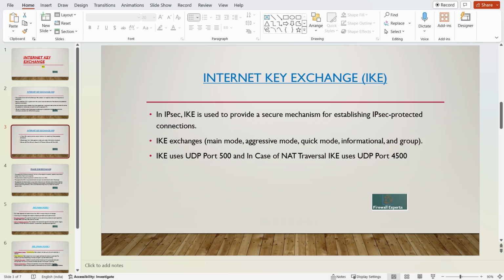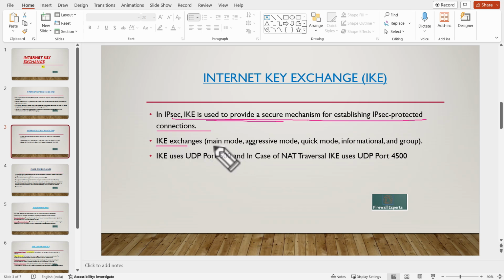So let's understand more about IPsec. IKE is used to provide a secure mechanism for establishing an IPsec protected connection. Before forming the IPsec, those connections are protected by IKE only.